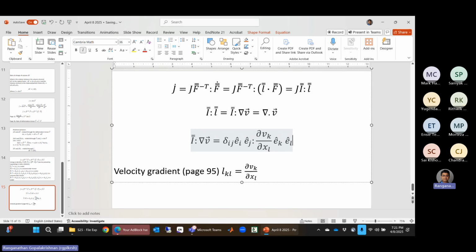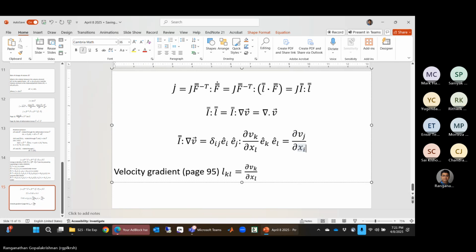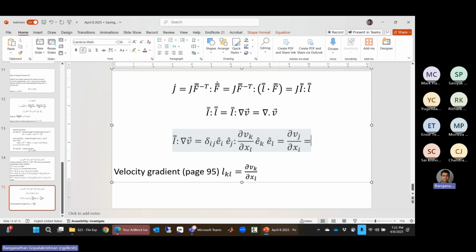All right, so how do you simplify this? First, you do the dot product with J and K, so wherever K appears, you can make it J. And then later you do I and L; wherever L appears, you can make it equal to I. So this is going to be simply the partial of Vj, Vk over partial Xi, Xi. This is the divergence of V.